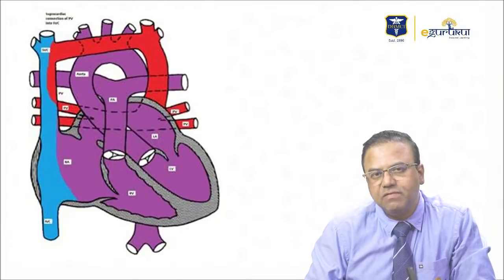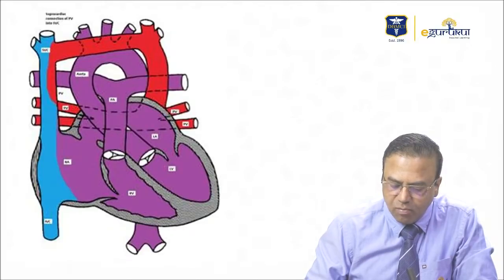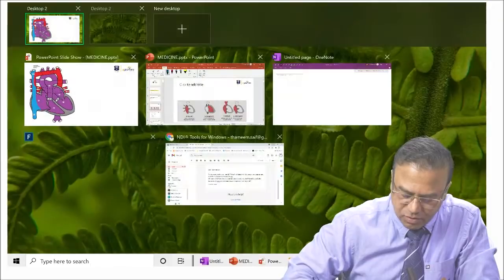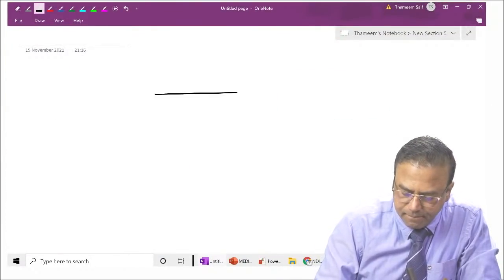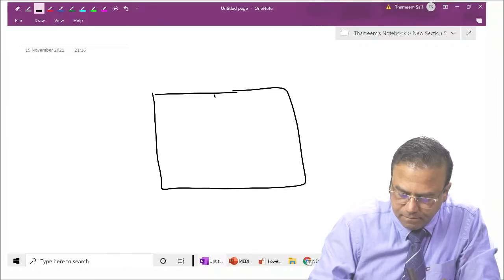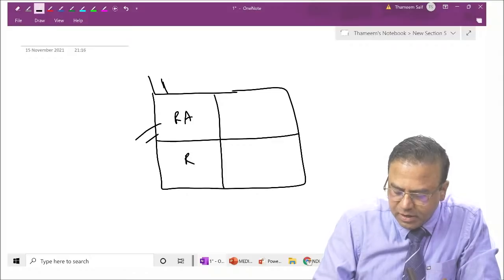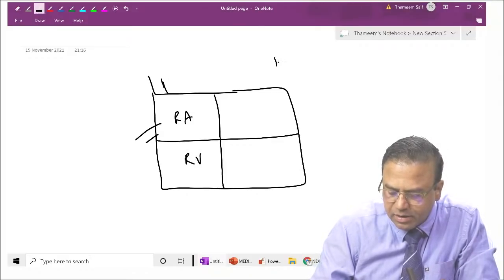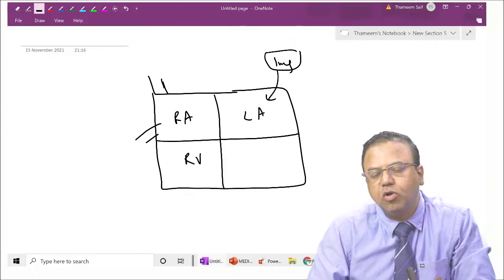So the easy way to put it is, when you look at the total anomalous pulmonary venous drainage, you can understand. Before I discuss this, I just want to cover an important idea over here. You have the SVC and IVC draining into the right atrium. This blood enters the right ventricle. Right ventricle blood enters the lung. From the lung, the blood should have entered into the left atrium. So this is the normal process.